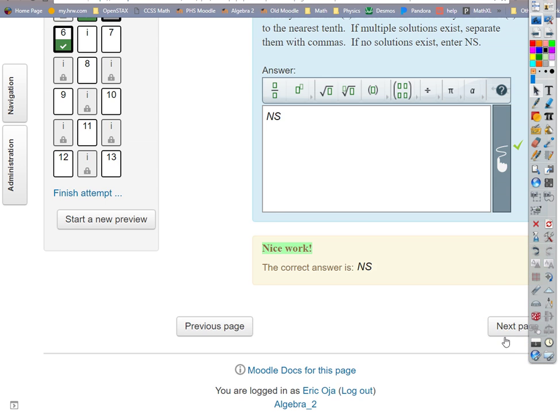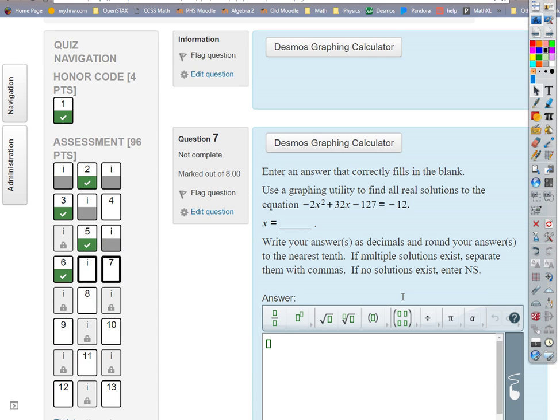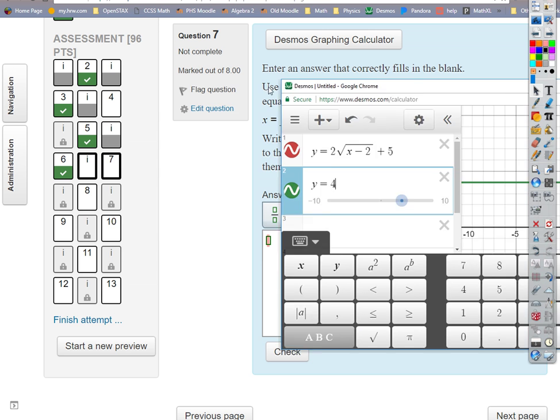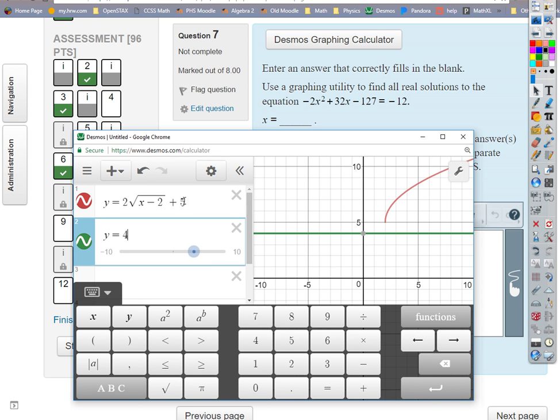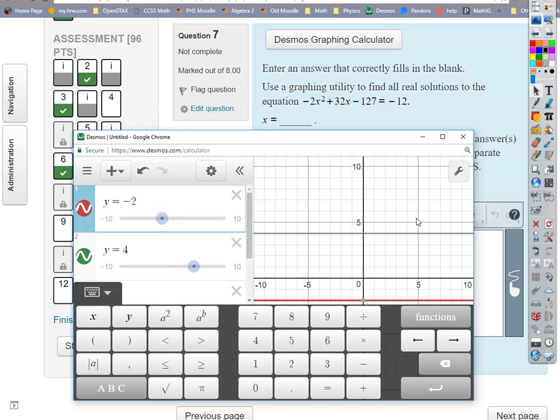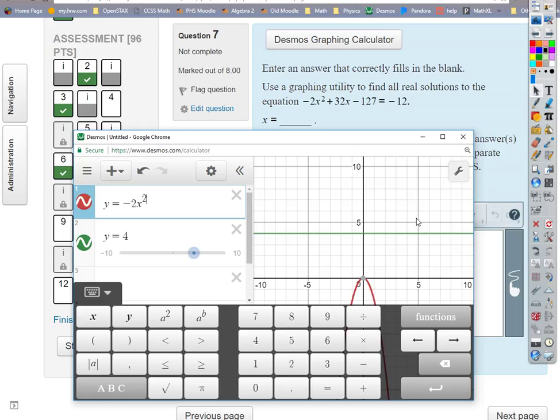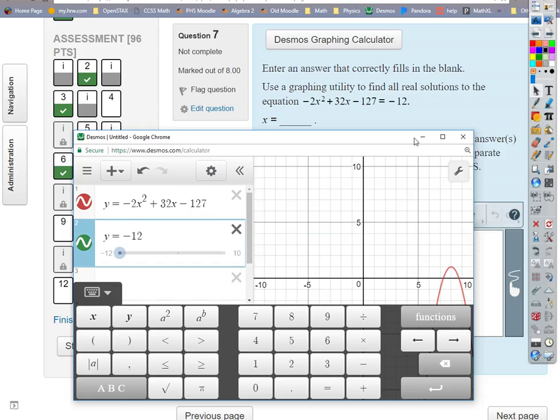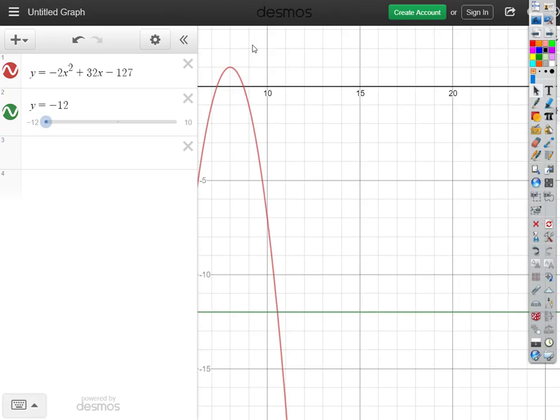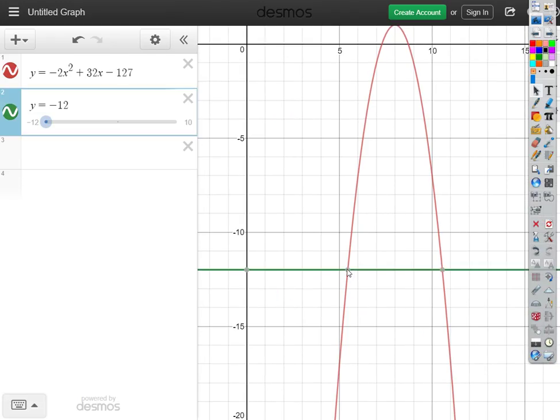Okay, next. Same thing, only this time, I'll just change that top one. We have something quadratic, so maybe we'll get more than one solution. So there's the left side, right? And on the other side, we're going to graph y equals negative 12. And now we just got to go find those solutions. So there's one there, and there's one there.